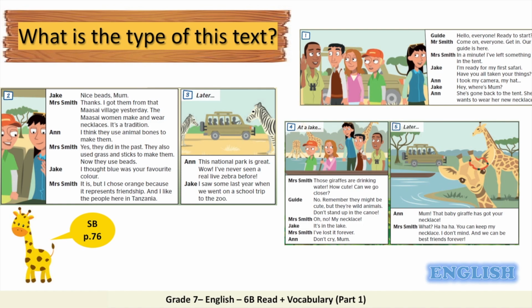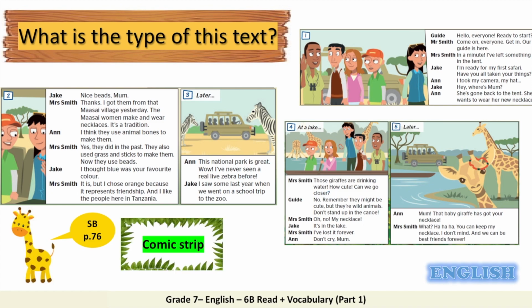Take a look at today's reading text in your student book, page 76, and answer the following question. What is the type of this text? We have talked about this type before. The text has pictures, and the text is in the form of dialogues between the characters. So what's the type of this text? You are correct. It is a comic strip.